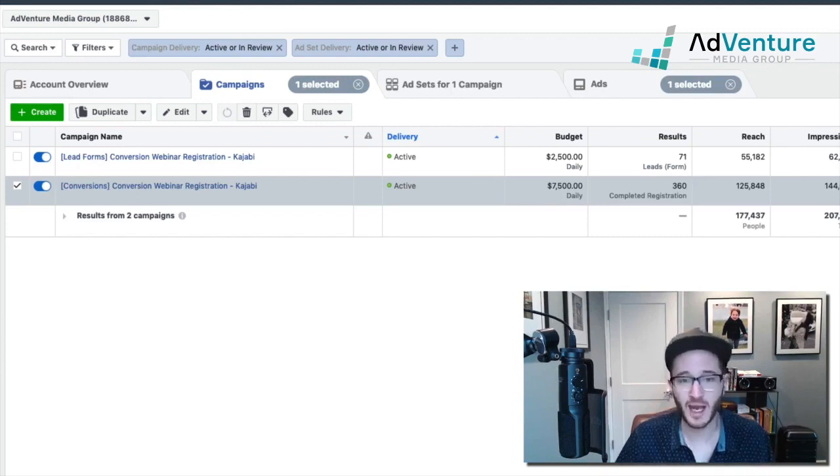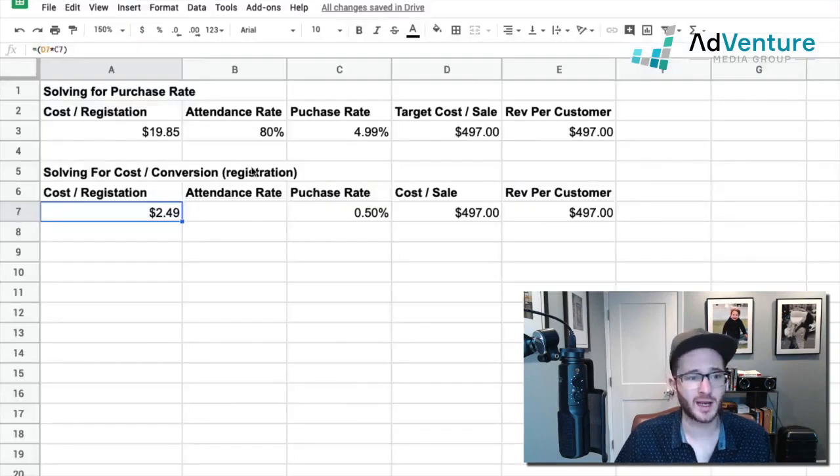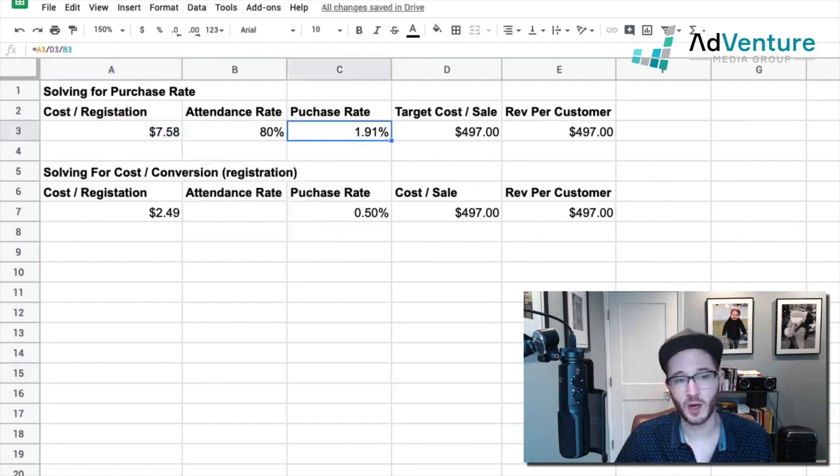The Facebook campaigns are now getting a very fair amount of registrations at $7.58. That's almost 3 times less than it was, 2.5 times less than it was. So I can just copy that number, go back into my template, and now my cost per registration is $7.58. And that means I would need a 1.91% purchase rate.